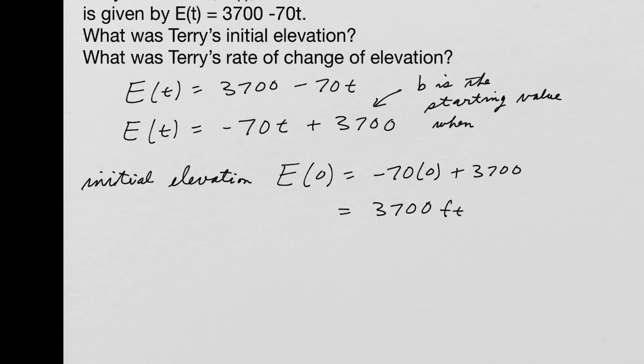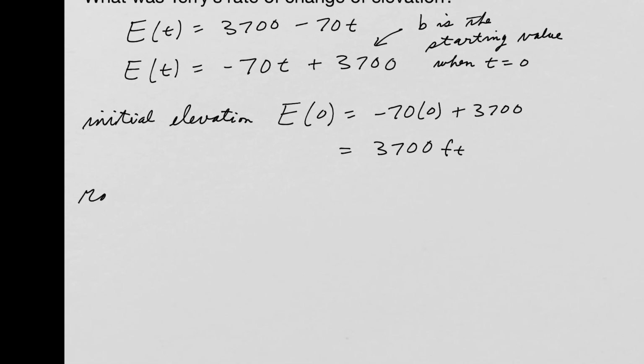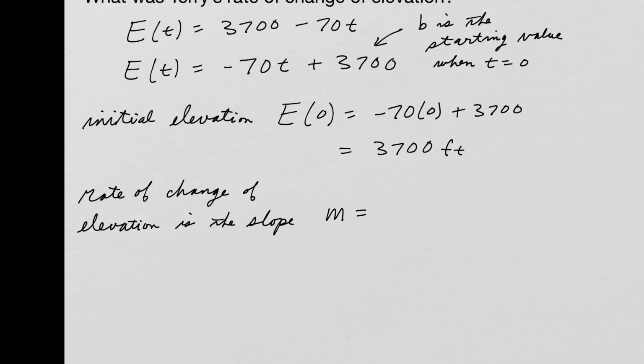Right, when the input, in this case t, is equal to 0, we could have just read it off. And then the rate of change of elevation, that's going to be the slope, right? The rate of change of elevation is the slope. And again, we can read that directly from our equation. That must be the negative 70 feet per second. Right, so it's the slope of that particular linear equation.